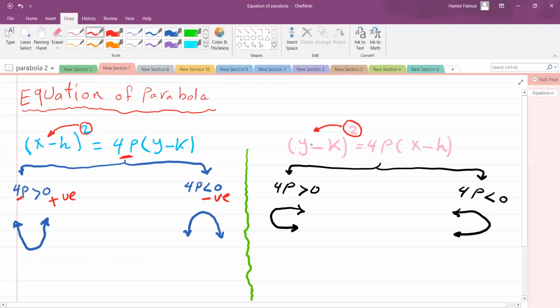Okay, if the power is above the bracket which contains y, the graph will either open right or open left. It depends on the sign of this part, b. If it is greater than 0, or positive, it will open to the right. If it is negative, less than 0, it will open to the left. Okay.